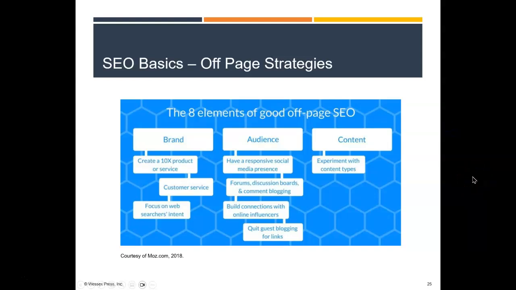These are the SEO basics for off-page strategies. Your brand, create a 10 times product or service, customer service, focus on web searchers content. Your audience, you have a responsive social media presence, forums, discussion boards, and comment blogging. Build connections with online influencers. Quit guest blogging for links. Content, experiment with content types. So these are the 8 elements of good off-page SEO.